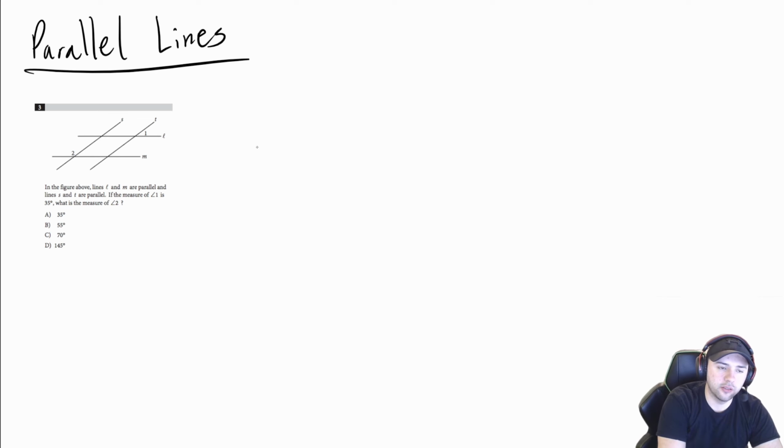So if we look at this diagram, it tells us in the figure above, lines L, this one, and M are parallel. So this is parallel to that. If the measure of angle 1 is 35, what is the measure of angle 2? 2 being this angle and 1 being this angle. So whenever we have parallel lines, we also know this one, S, and this one, T, are parallel. So basically we have 2 pairs of intersecting lines.